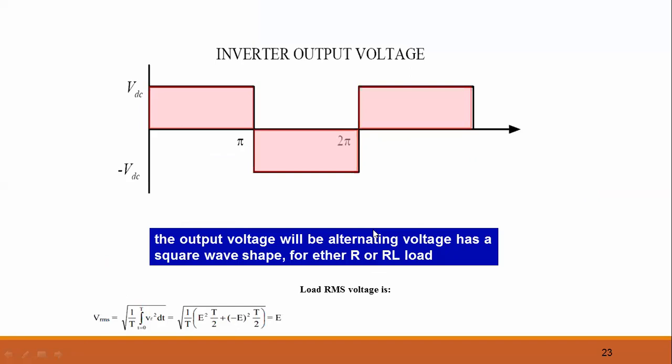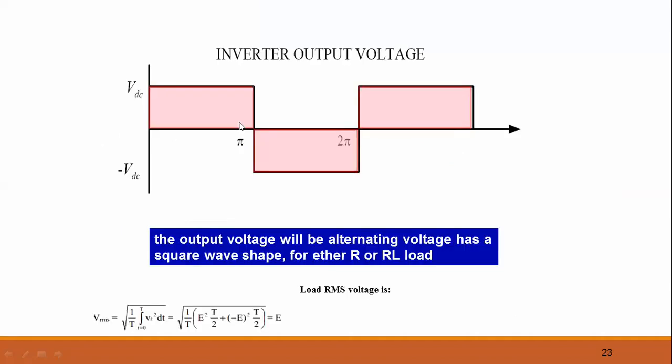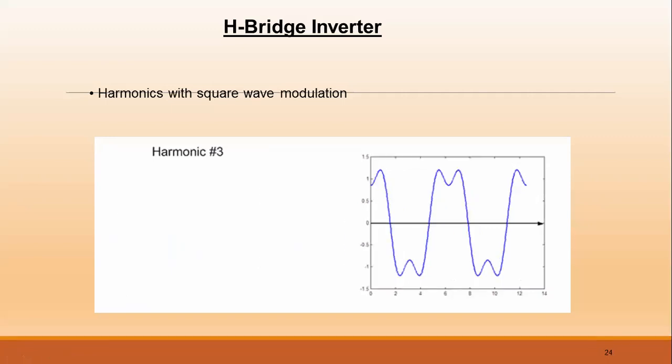So this is the output DC voltage of the inverter. The output voltage will be an alternating voltage, a square wave shape, for either R or L load. If the load is resistive or inductive, the output voltage will be like that, but the current will change. The current waveform for inductive will be like that, and it will be in the shape of a square waveform in case of a resistive load. So what we have to do is look at the harmonics.